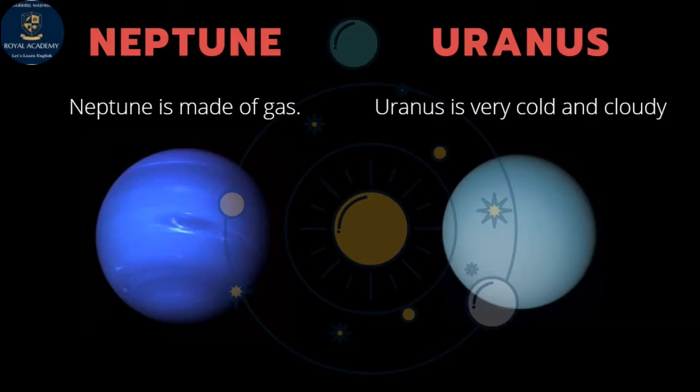We're going to finish with Neptune and Uranus. Neptune is made of gas. Uranus is very cold and cloudy.